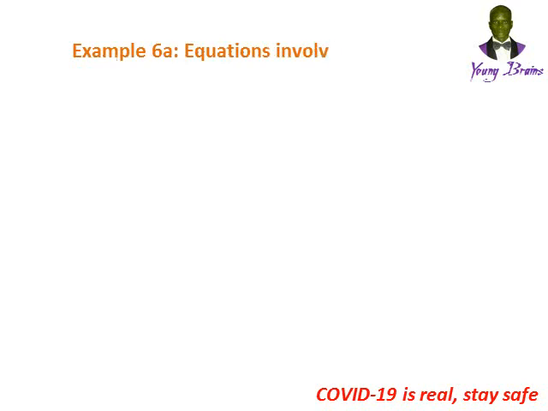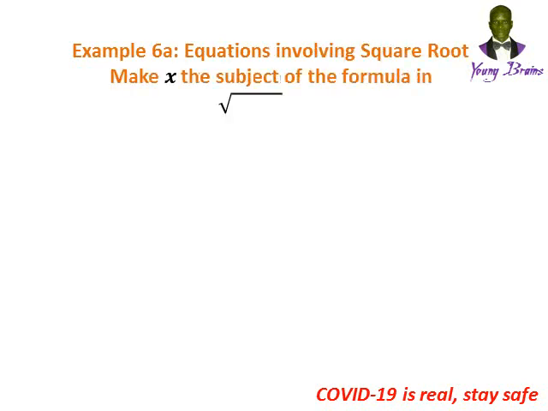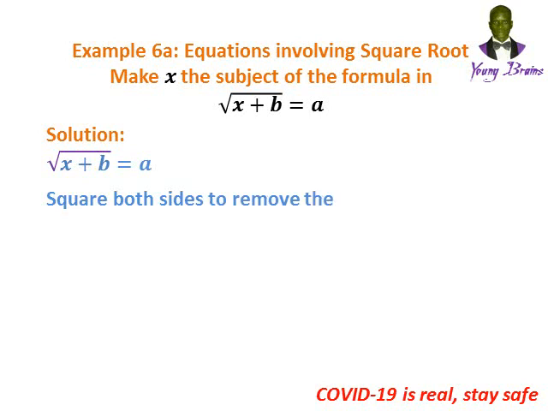Example 6a, equations involving square root. Make x the subject of the formula in square root of x plus b equals a. Solution: square root of x plus b equals a. We need to remove the square root sign from the left hand side, and to do that, we need to square both sides. When we square both sides, it will remove the square root sign.